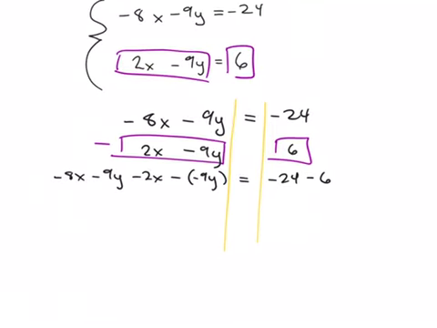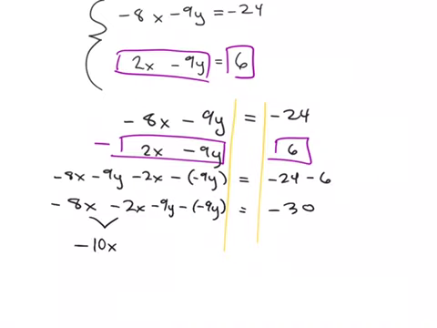Rearranging a little to clean up, I'll pull my negative 8x minus 2x terms to the front, and then I've got negative 9y minus negative 9y. On the right side, negative 24 minus 6 gives me negative 30. Negative 8x minus 2x I can combine to give negative 10x. And now I have to figure out what to do with this: I have negative 9y, and I'm subtracting a negative 9y.